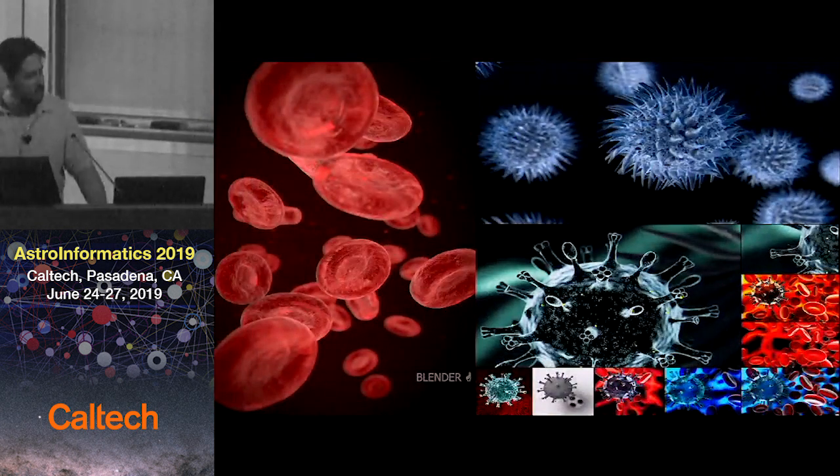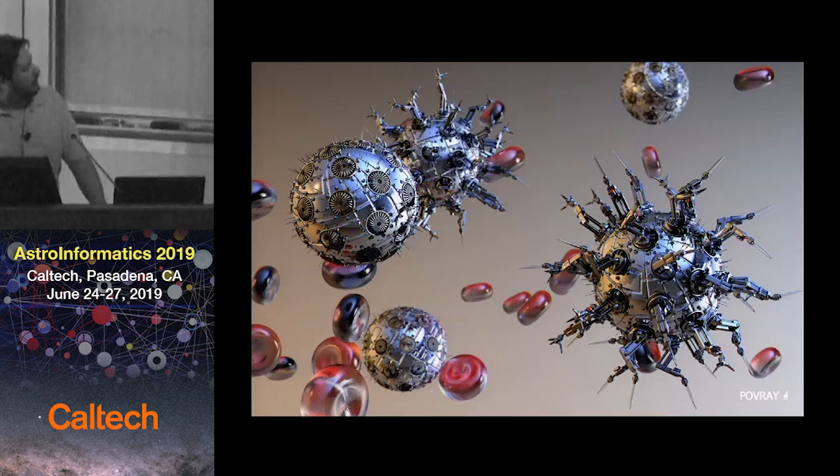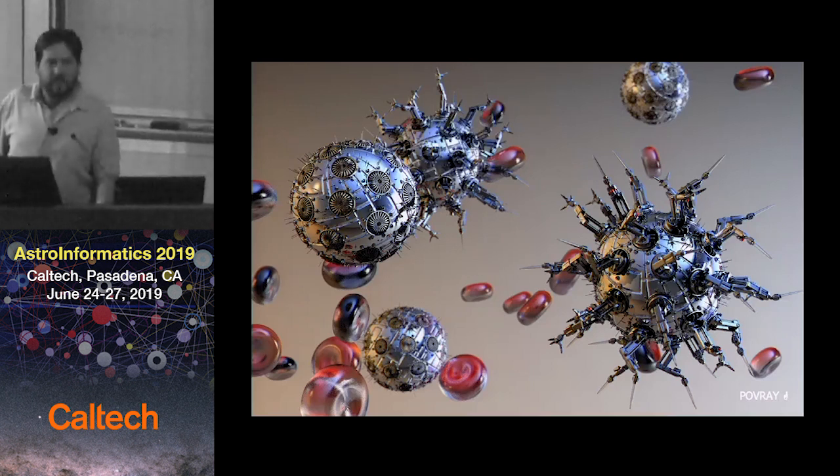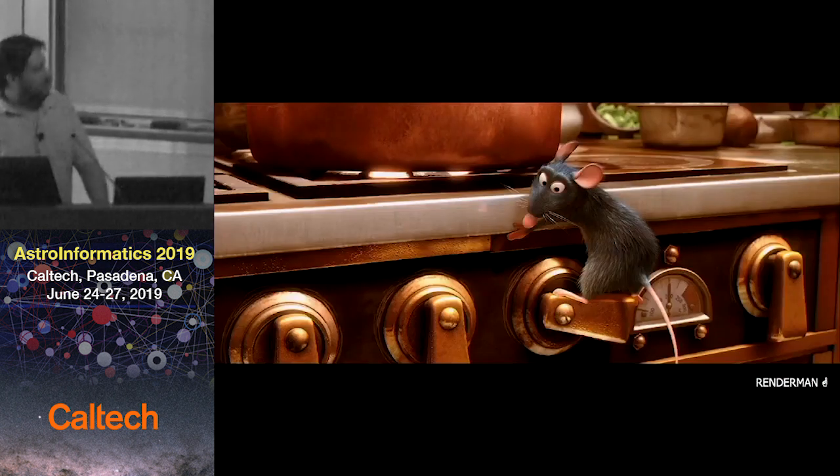So these are some results from Blender. These are some biological-looking models. This is something from POV-Ray. You can see the reflections, the refractions, the quality of it. It'll take you 5 minutes to render this image, but it'll do pretty well.